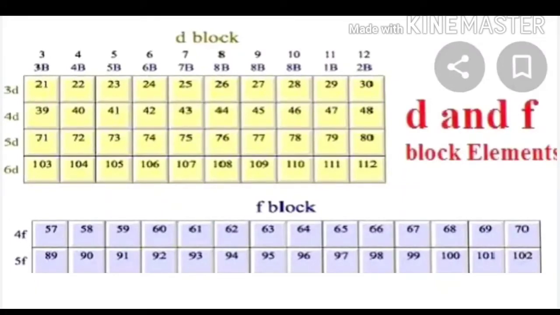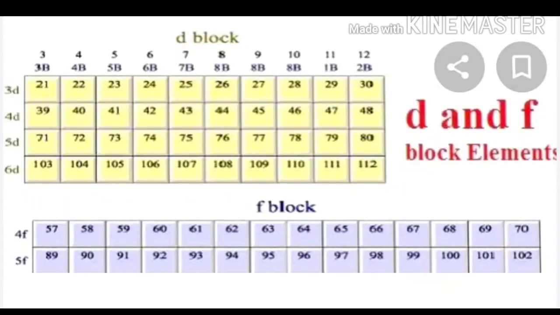Okay. Now classification of d block elements. D block elements are further classified into 4 horizontal transition series based on their electronic configuration. So first transition series, or we can say 3d series. This series starts from scandium, atomic number 21, and ends in zinc, atomic number 30.